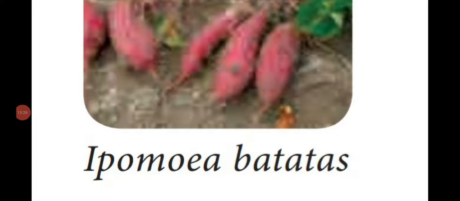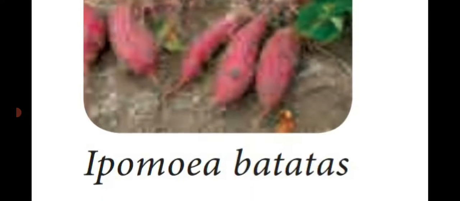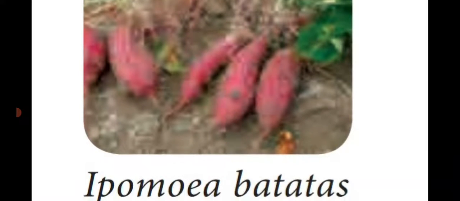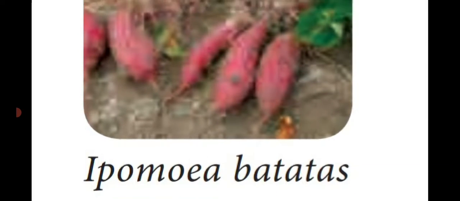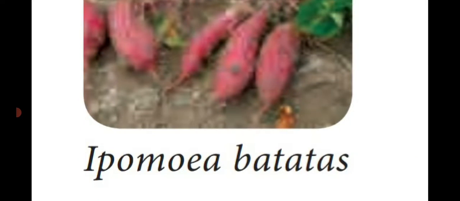Dear students, see the diagram. This is the Hypomia batatas. The roots which are storing the food material have no definite shape. Each and every one is showing a different shape. And also, at each tip of the root, they are producing only one tuberous root, not in a cluster. So this is known as tuberous root. Example, Hypomia batatas.